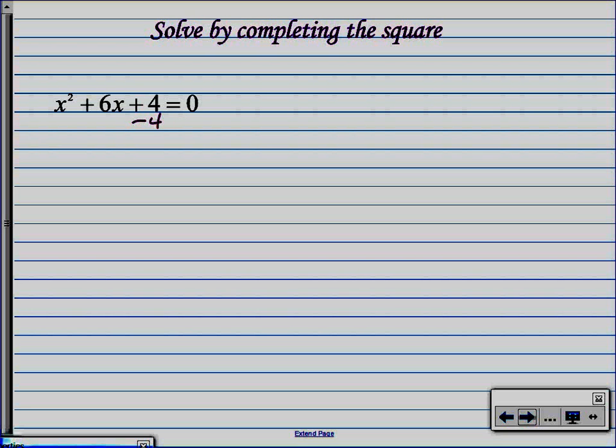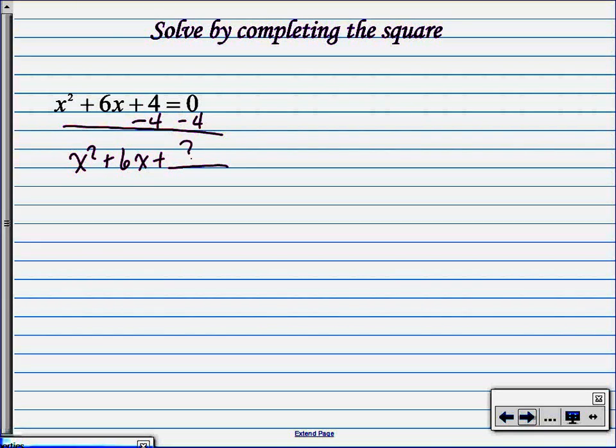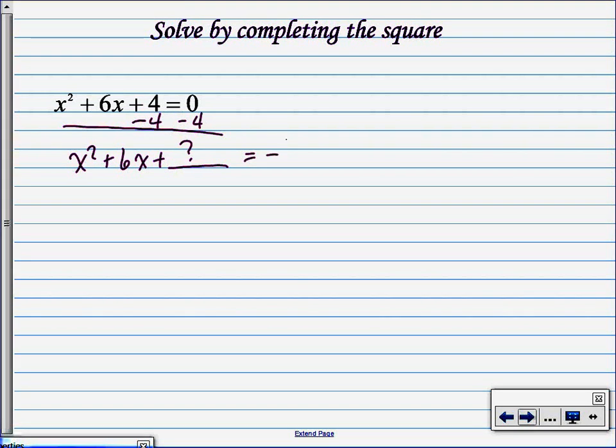So I can't solve it by square roots. So what I'm going to do is get my 4 and move it over to the other side and get it out of the way. So I have just x squared plus bx. So I'm going to minus 4. And then I have x squared plus 6x plus something. I'm going to complete the square and put something in there. Equals negative 4.